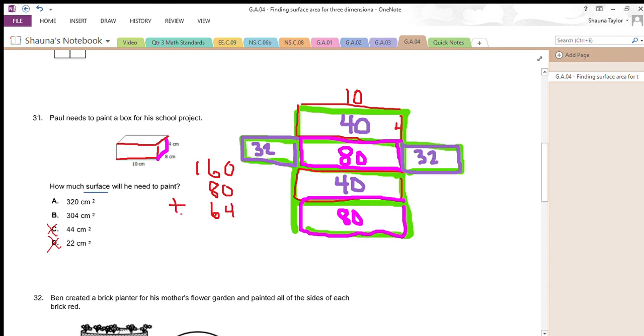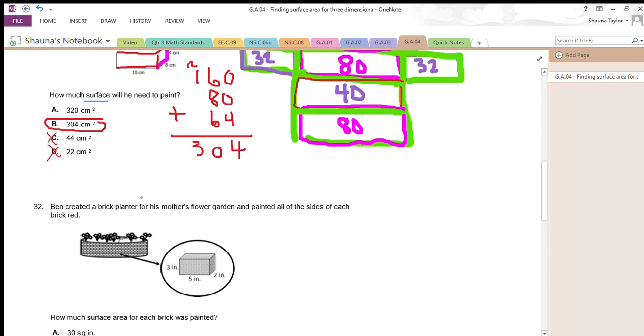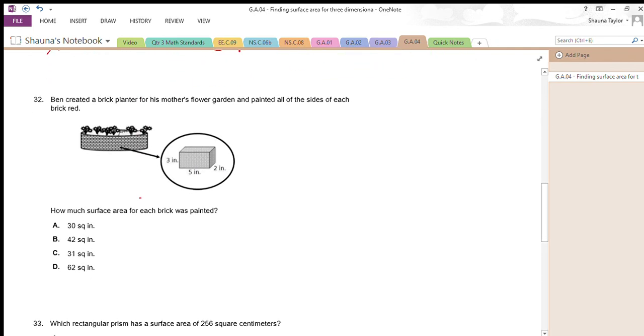Okay, so we have a new set of numbers here. So 0, 0, 4 is 4. 6 and 6 is 12, plus 8 more, so 12, 13, 14, 15, 16, 17, 18, 19, 20. So add a 0 here. And carry my 2. 2 plus 1 is 3. Look at that. We found the answer. 304 centimeters squared. So watch out for stuff like that. Okay, next one, number 32.